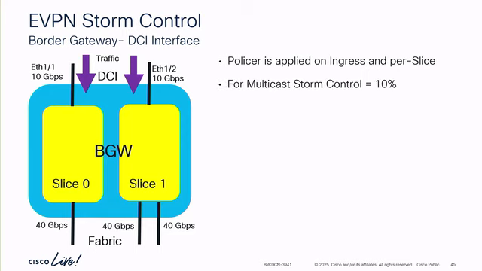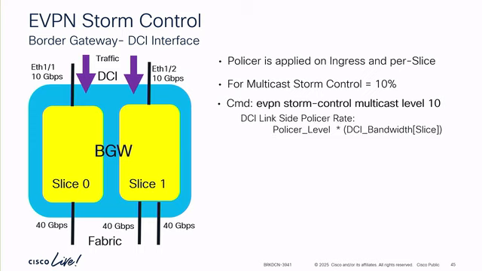Okay? So now, we set what we call a storm control level, right? A policer level. In this example, I set the policer level to be 10%. So what I'm doing here is executing this command, EVPN storm control multicast level 10. Right? So that is essentially saying that on this border gateway, on the ingress interface for multicast traffic, the policing level is 10%.